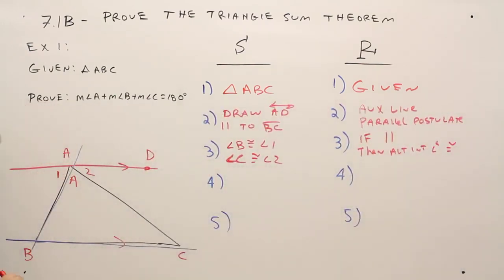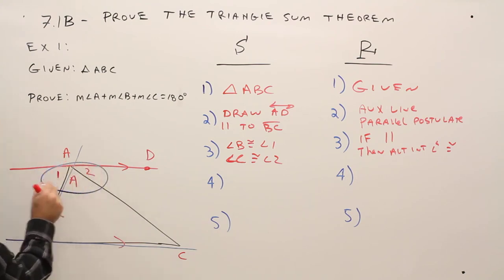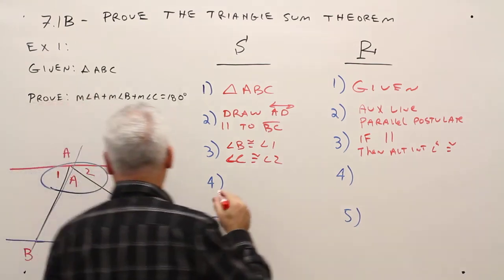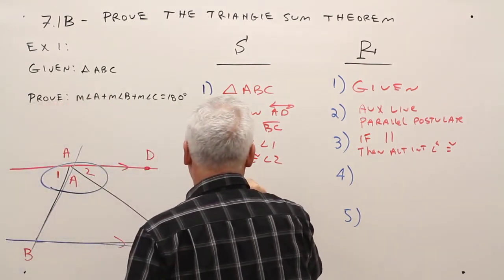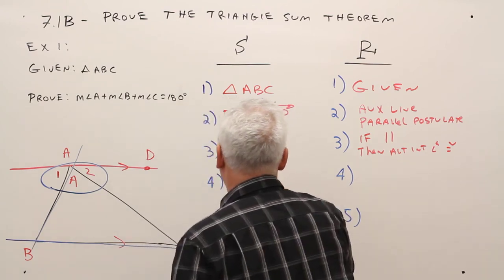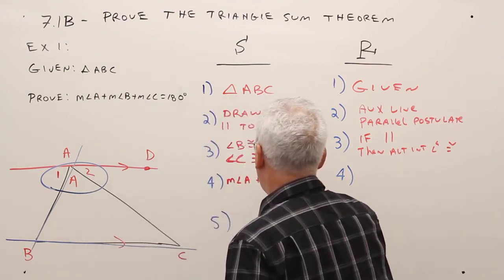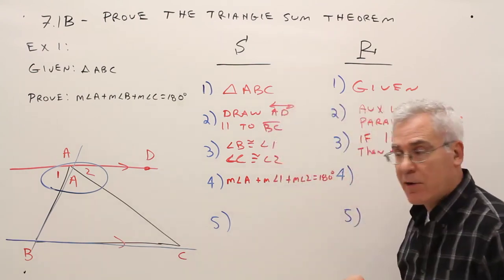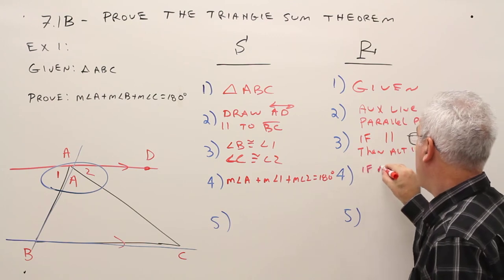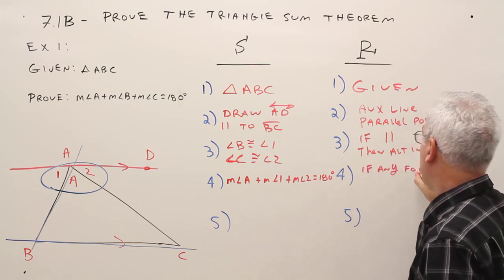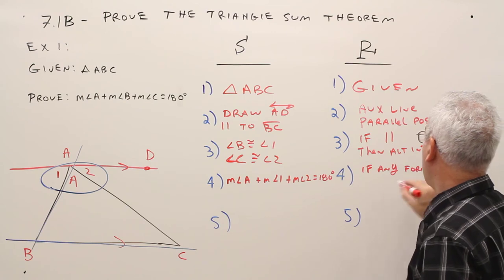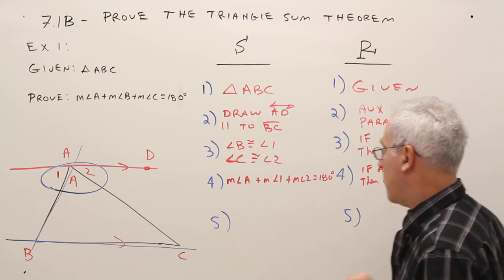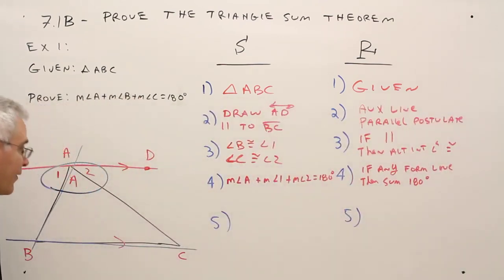Okay, now I know that those three angles sum 180 degrees because they form a line. So I'll say the measure of angle A plus the measure of angle 1 plus the measure of angle 2 equals 180 degrees. If angles form a line, then they sum 180 degrees. Hopefully you can see where I'm going with this.